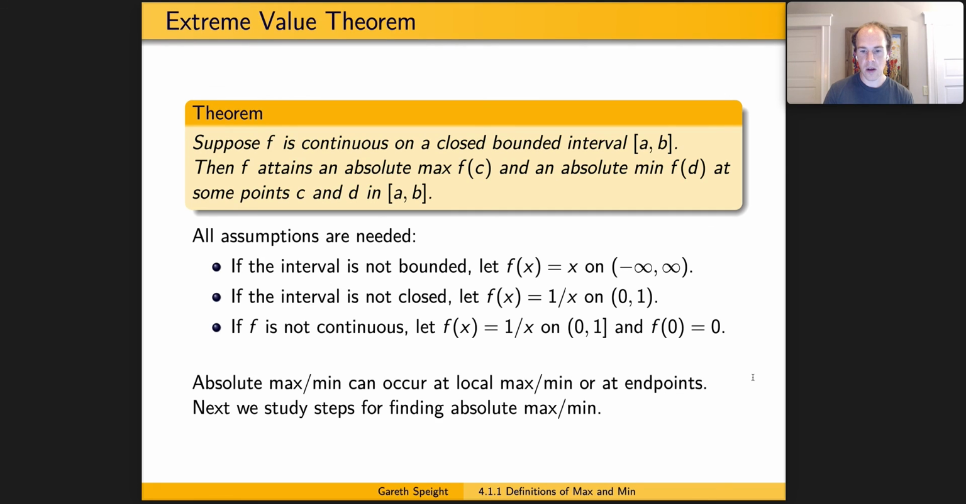Okay, so just to summarize, absolute max and min can occur at either local max and min or at the endpoints. Over the course of the next couple of sections, we're going to figure out how to find local max and min, how to classify them, how to find global or absolute max and min, how to classify them. So next time, we're just going to focus on finding absolute max and absolute min. So that's going to be our focus. Next time, we're going to do something called the closed interval method.